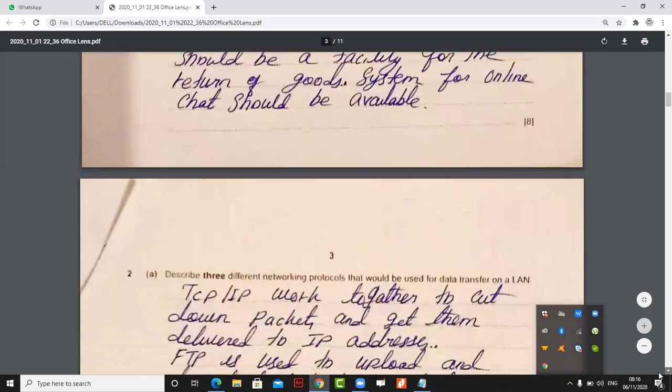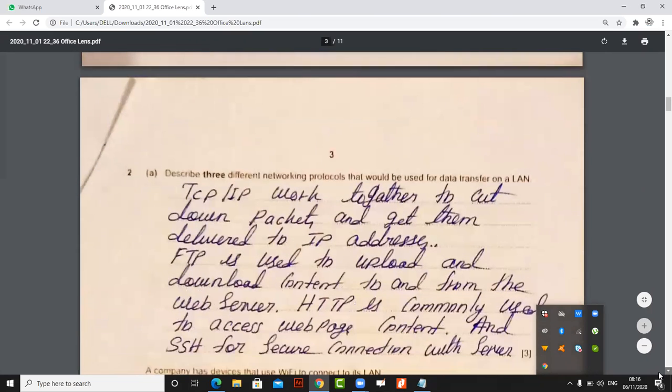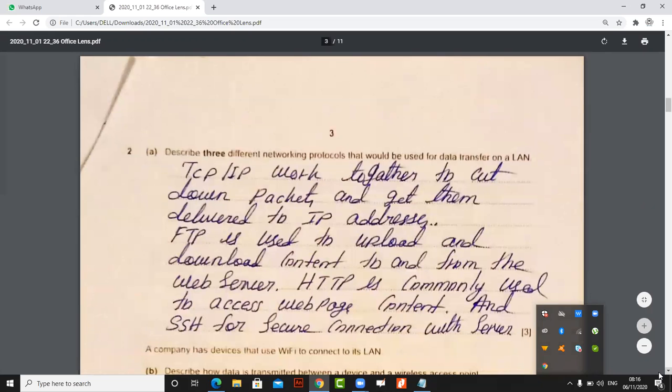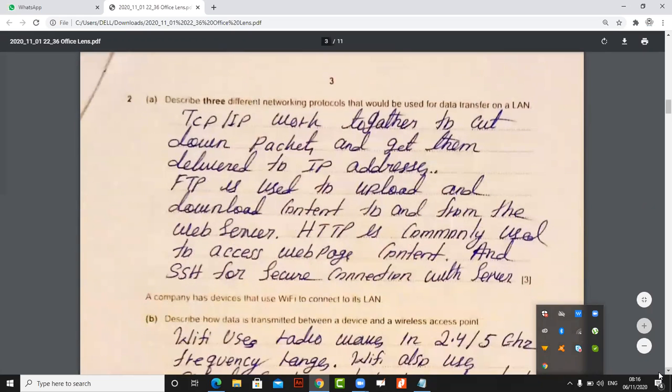Right. Next पे चलते हैं. Describe 3 different networking protocols that would be used for data transfer online. Well, frankly speaking, network protocols मैंने काफी डिस्कस किया हुआ है. हम ऑनलाइन क्लास में किया था, मगर स्टिल इसमें मेरे नोट्स भी हैं, मैंने शेयर किए थे नेटवर्क प्रोटोकॉल्स के. कहते हो तो मैं दोबारा शेयर कर दूंगा.